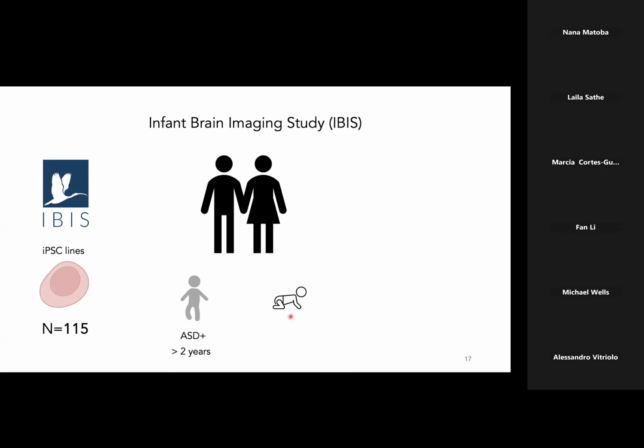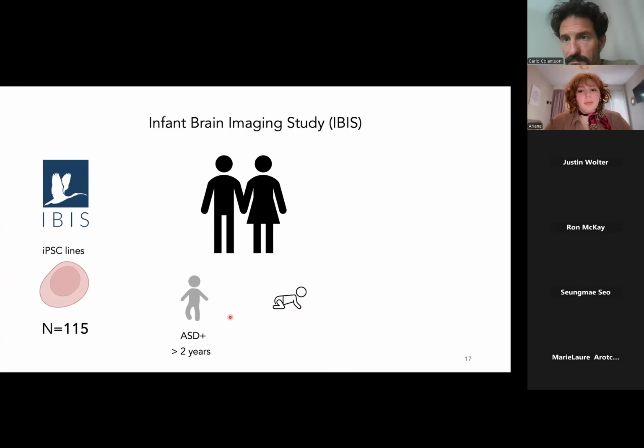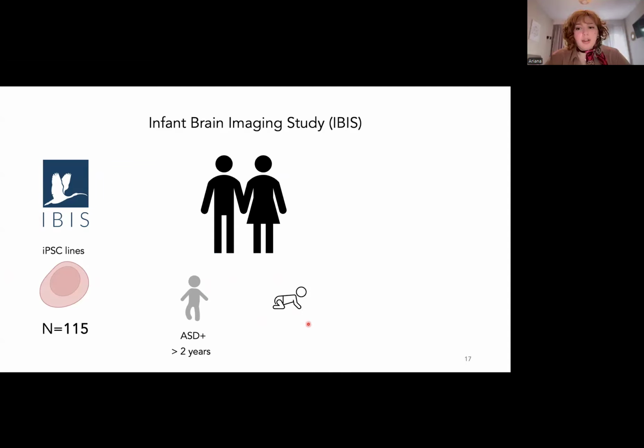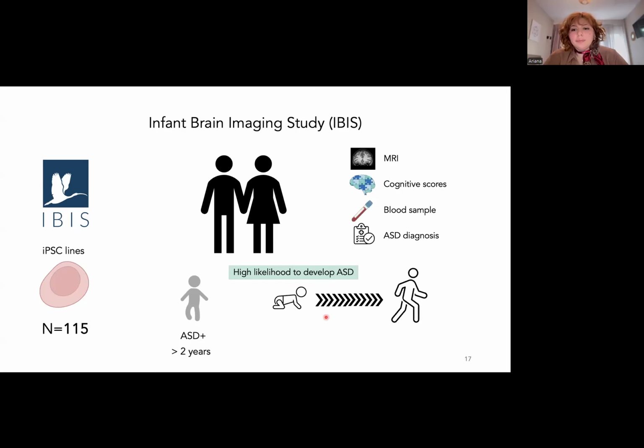To do this, IVIS recruits families that already have an older child with autism and a newborn child, because the newborn shares similar genetics and similar environment with their autistic sibling. They are considered to be at high likelihood to develop autism. The study then tracks the new baby's development with MRI scans, cognitive scores, and ultimately an ASD diagnosis.